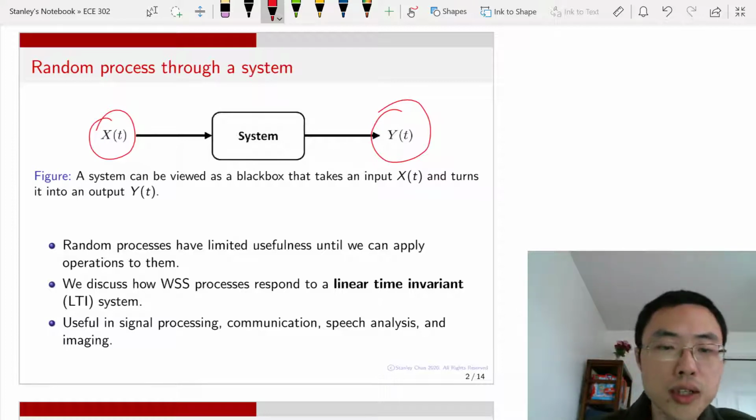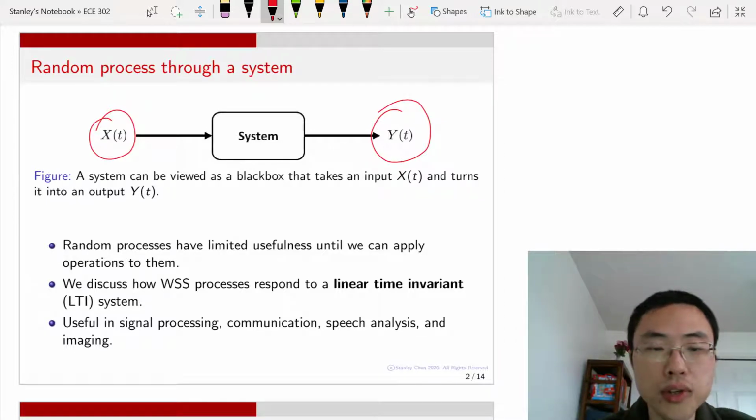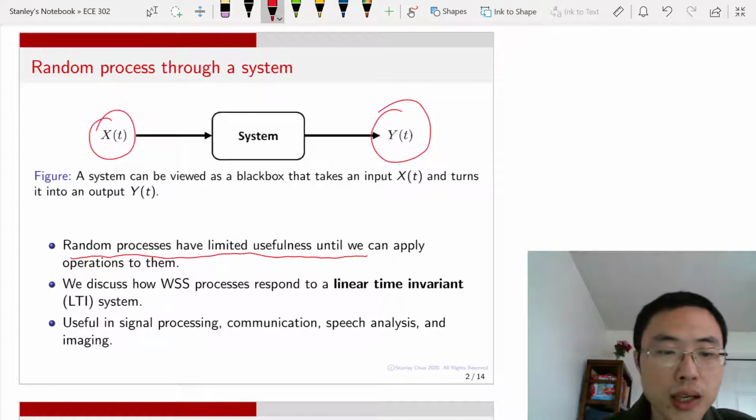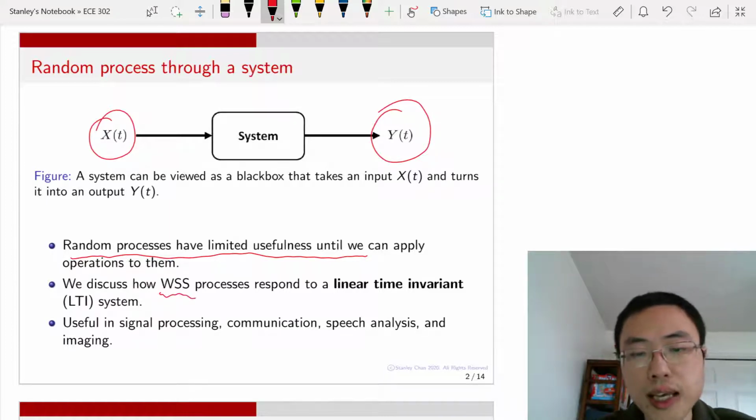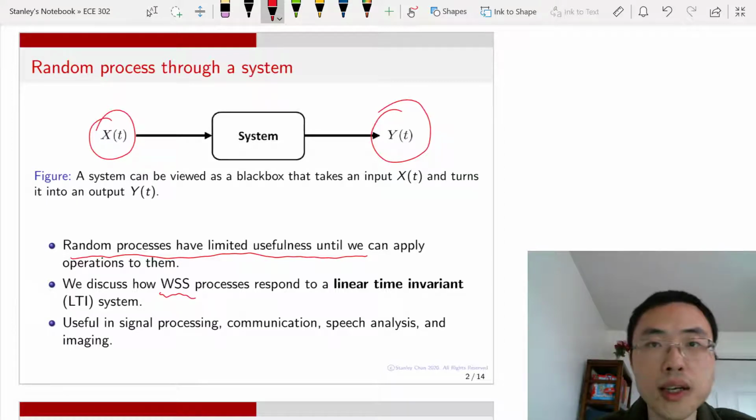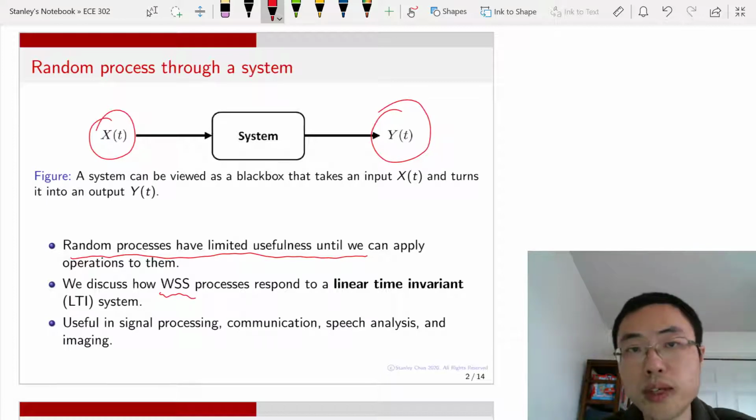Okay, so it is very common to study this problem in any practical scenario, because this random process really has limited usefulness until we apply operations to them. And then for wide-sense stationary processes, there is a very beautiful system called the linear time invariant system. And this system allows us to do many useful operations, including the notion of convolution, correlation, Fourier transforms, and so on.